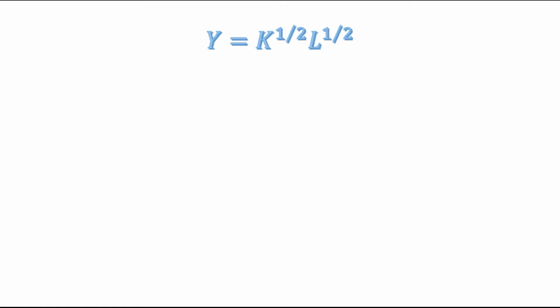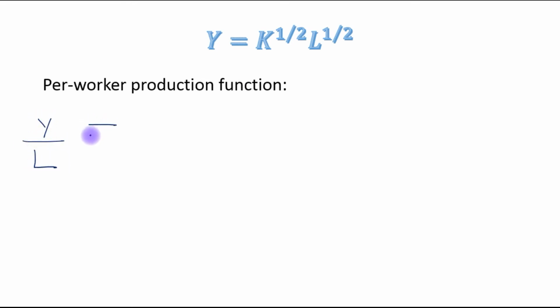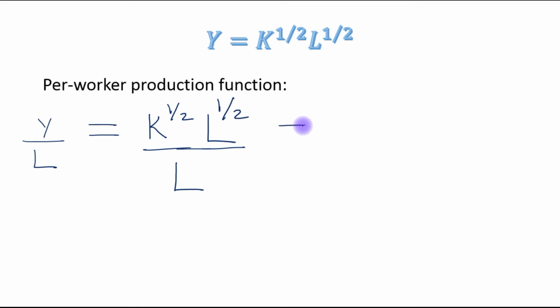So this production function is given in the question. We can calculate the per worker production function by dividing this whole equation by labor force. So we will write y upon L equals k raised to power half L raised to power half upon L equals, this will become k by L raised to power half.